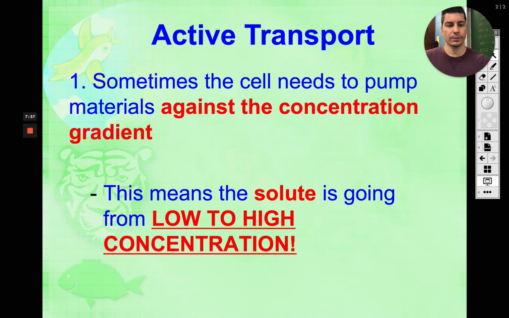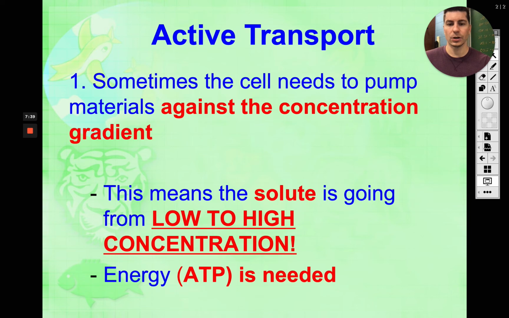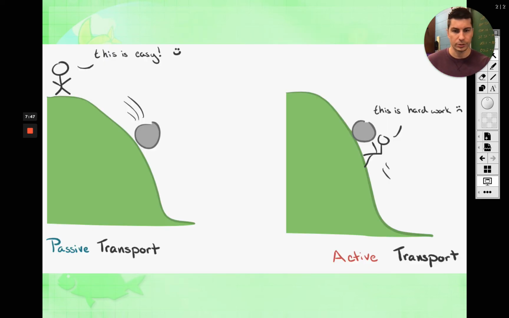So again, guys, we're moving from low to high concentration, still moving the solute. Because of this, because we're moving against the concentration gradient, we're moving from low to high. We need energy, we need ATP in order to accomplish this goal.